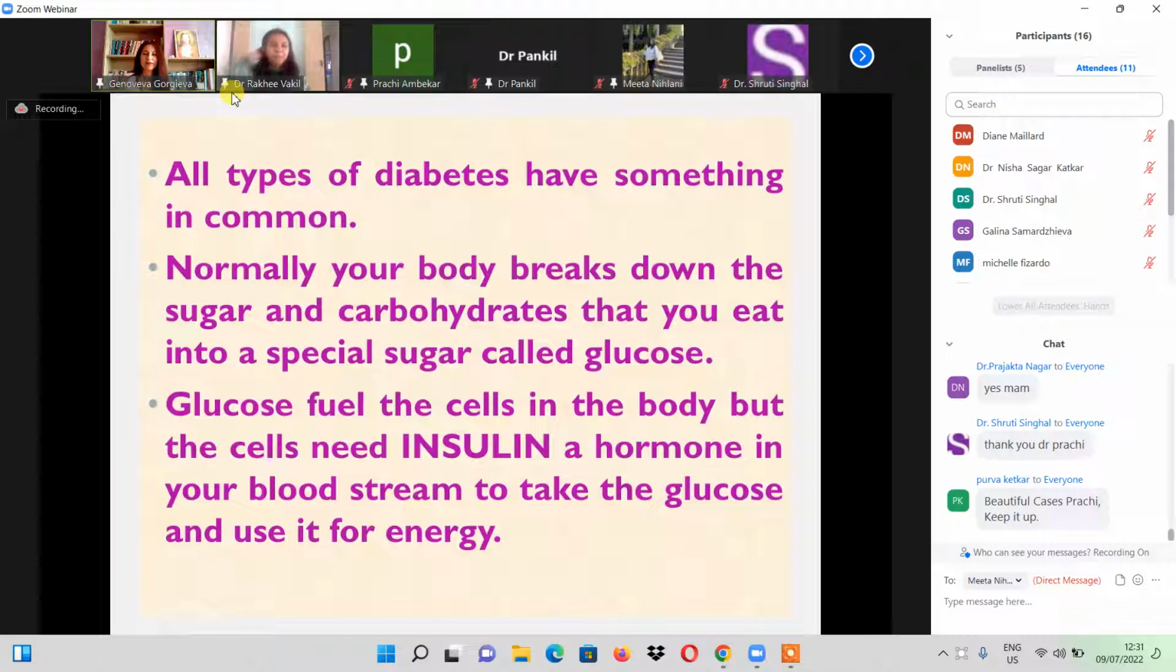All types of diabetes have something in common. Normally, your body breaks down sugar and carbohydrates that you eat into a special sugar called glucose. And glucose fuels the cells in the body. The cells need insulin, a hormone, in your bloodstream to take in glucose and use it for energy.